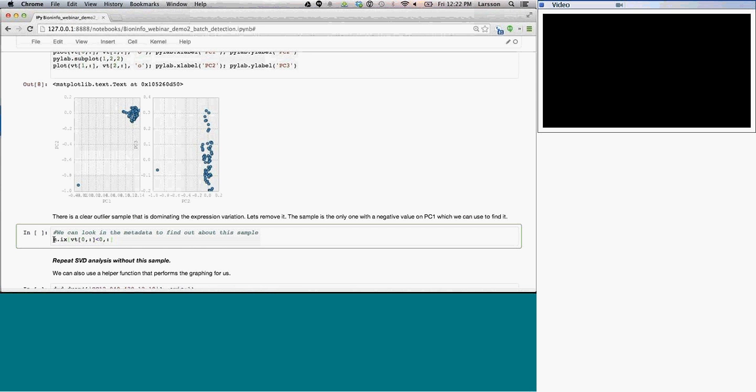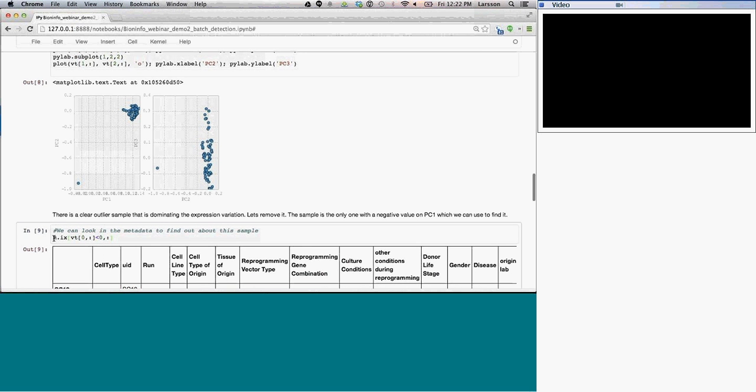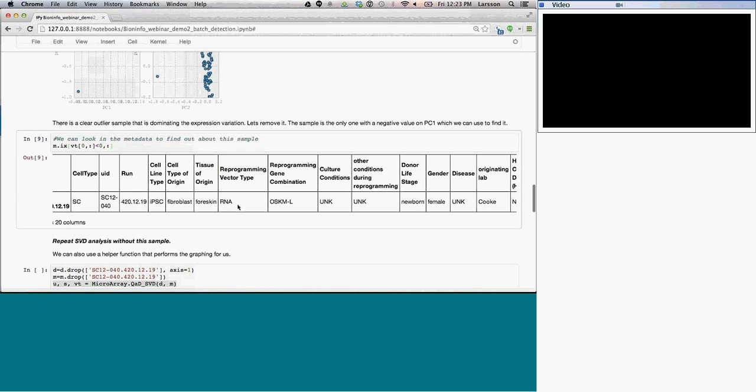I'm going to look specifically inside the metadata. That's called M right here. And so you can see this is the sample that we're looking for. It's SC12040. It's a fibroblast, and the tissue of origin says foreskin. But then if you look here at gender, it says female. So there's probably something wrong with the classification of the sample to begin with.